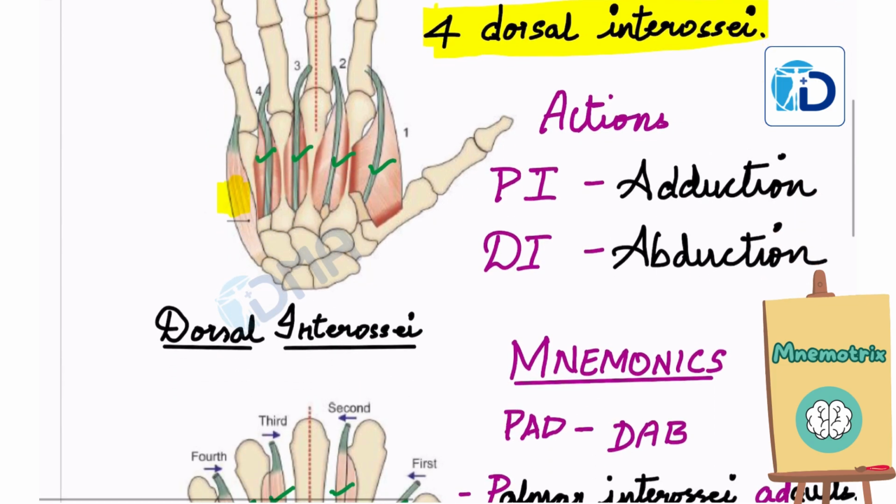Okay, so now moving on to the action of these muscles. The action of palmar interossei muscle is adduction and the action of dorsal interossei muscle is abduction. We can easily see that these muscles are attached in such a way to perform their action. The palmar interossei adduct, that is, pull the fingers towards the midline, and the dorsal interossei abduct, that is, pull the fingers away from the midline.